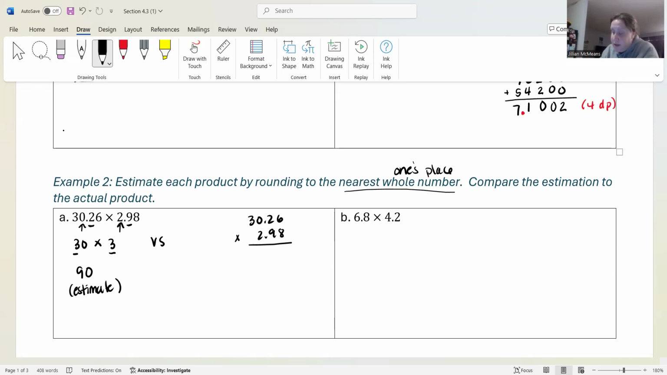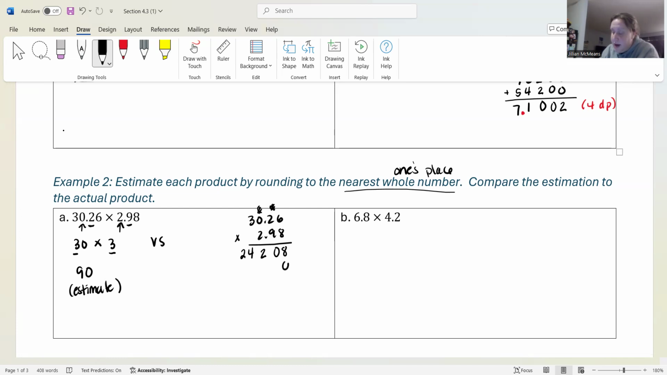So 8 times 6 is 48, so I keep an 8, carry a 4. 8 times 2 is 16, plus 4 is 20, so I keep a 0, carry a 2. 8 times 0 is 0, plus 2 is 2. 8 times 3 is 24. Okay, so that was technically multiplying by the ones place.